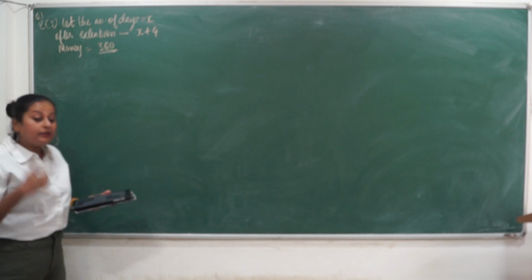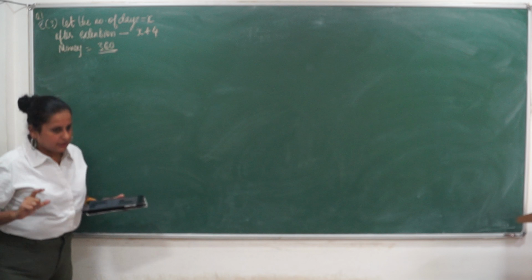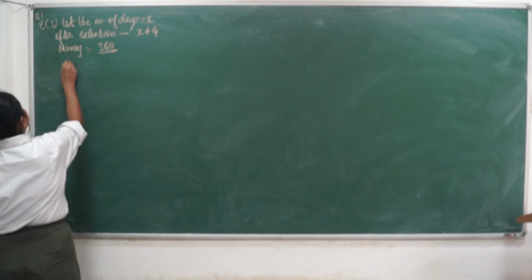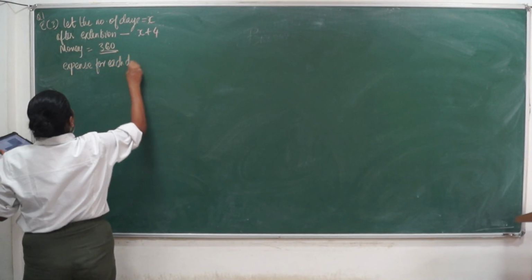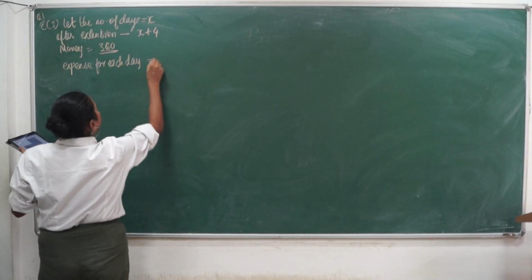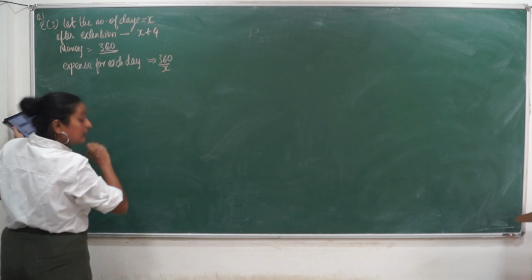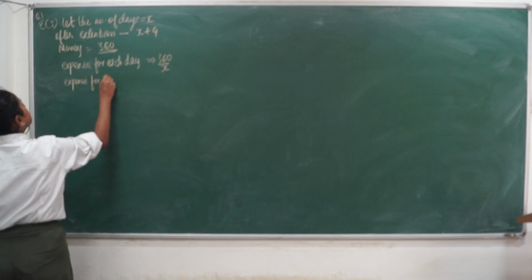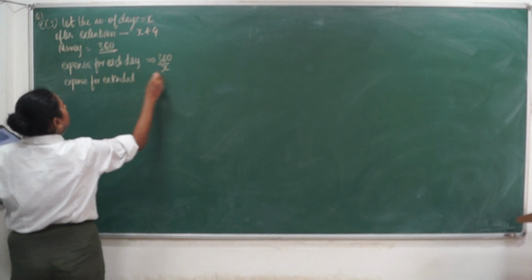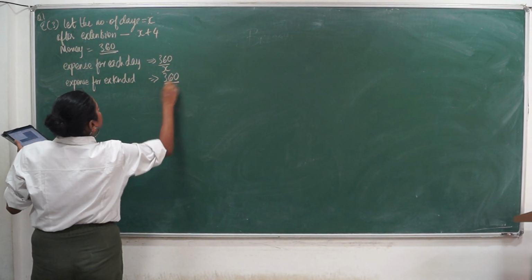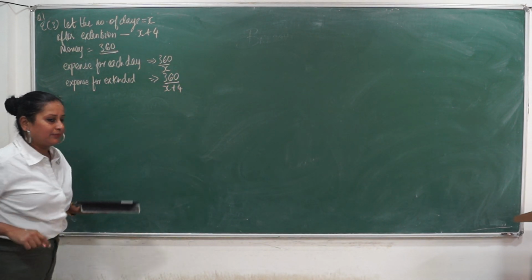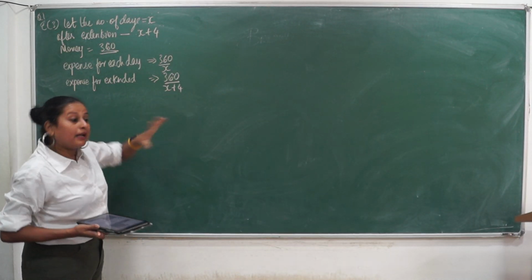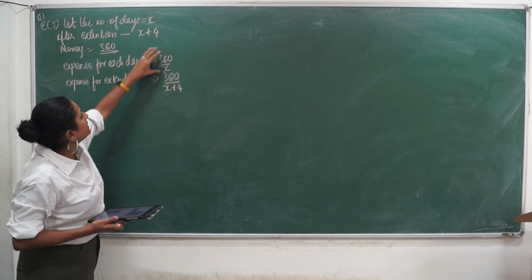Did you understand how you will trick yourself to remember these things? Use numbers. Okay? So can I say the expense for each day for the previous case would have been 360 upon x? Minus 360, wait. Expense for the extended trip. He extended it, so what is the per day expense now? 360 upon x plus 4. Which one is greater? 360 upon x. Whose denominator is bigger? This one. The one whose denominator is bigger, the number becomes smaller, right? Correct? So this is greater than this.